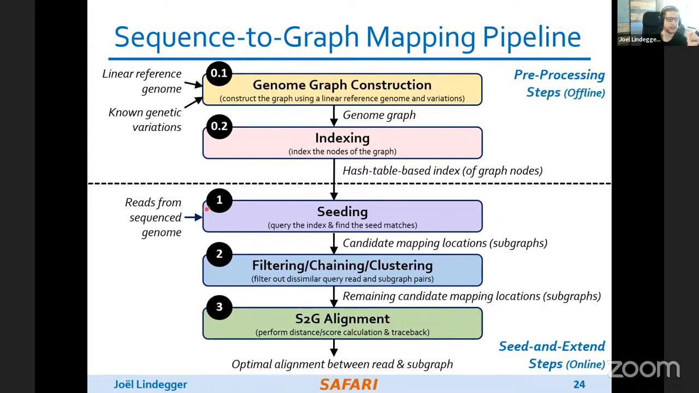Seeding and chaining, let's skip this for the moment, but seeding essentially works exactly as in sequence to sequence mapping. These offline processing steps, okay, we can envision how to do them, but the key point is this very computationally expensive and frequently used sequence to graph alignment step.